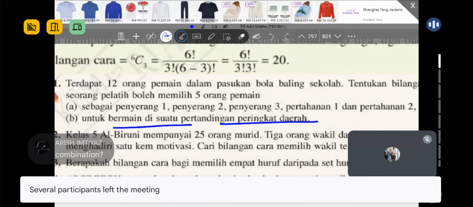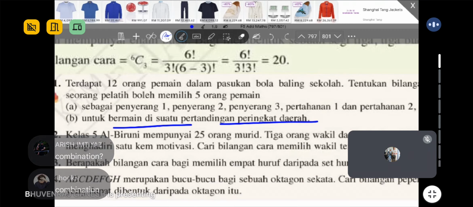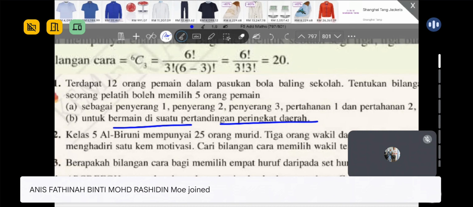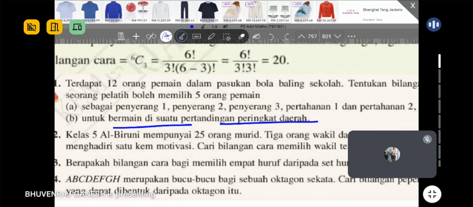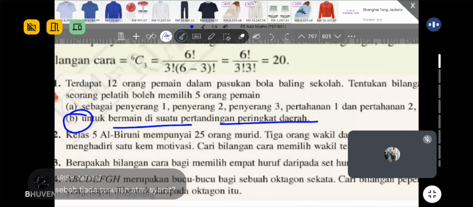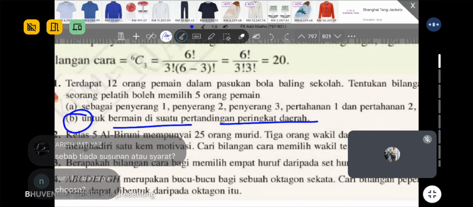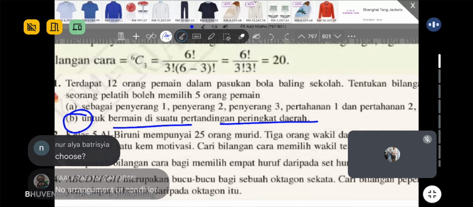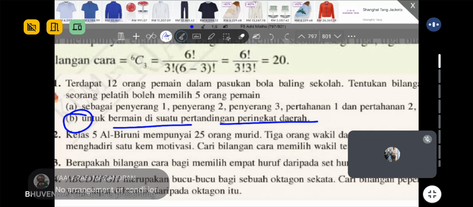Adakah kita guna pilihan atau gabungan? Okay, correct. Question B is combination. Okay guys, so what make you say that question B is combination? Can anyone tell me? Mengapa kamu kata gabungan? Soalan B. Very good. Tiada susunan ataupun tiada syarat. Very good. No arrangement or no condition.